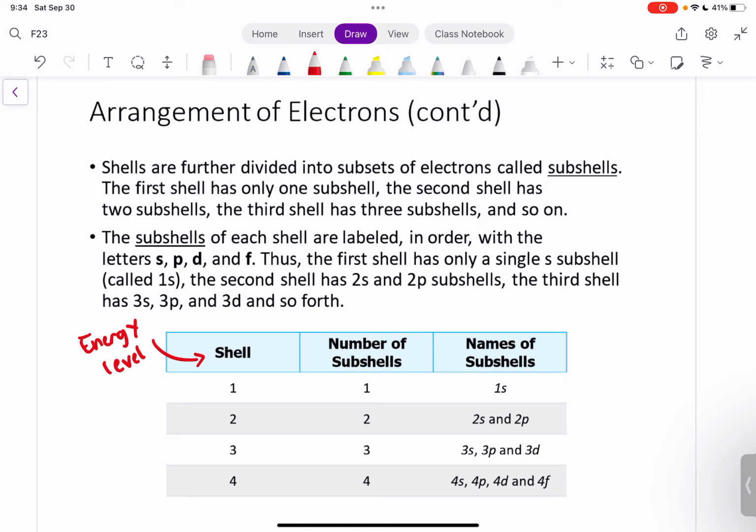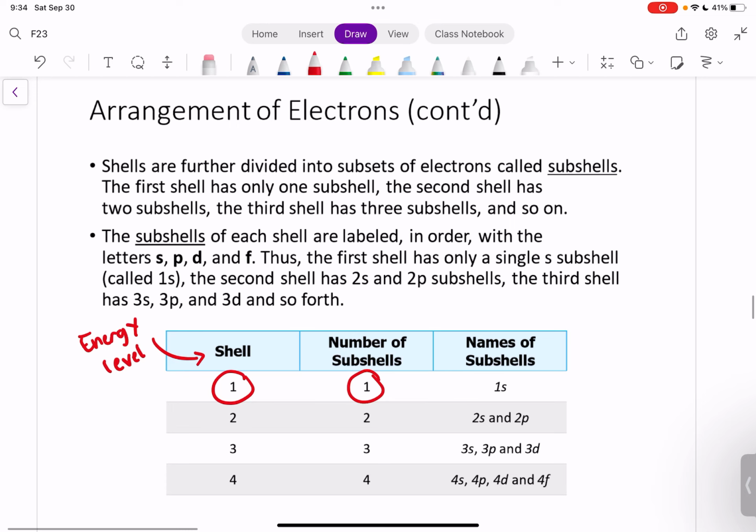So if you're in shell 1 or energy level 1, the number of subshells you have is just 1. Each of these subshells are labeled in order with the letters S, P, D, and F. So the first shell only has a 1s subshell. That's what we call it, the 1s subshell, because it only has one subshell, and that subshell is our S subshell. It's also at energy level 1, so that's why it's called a 1s.